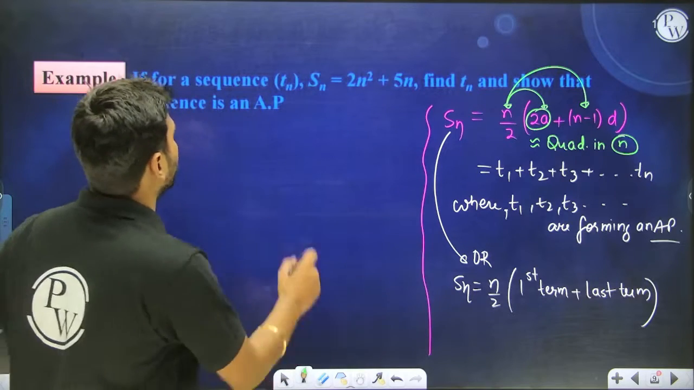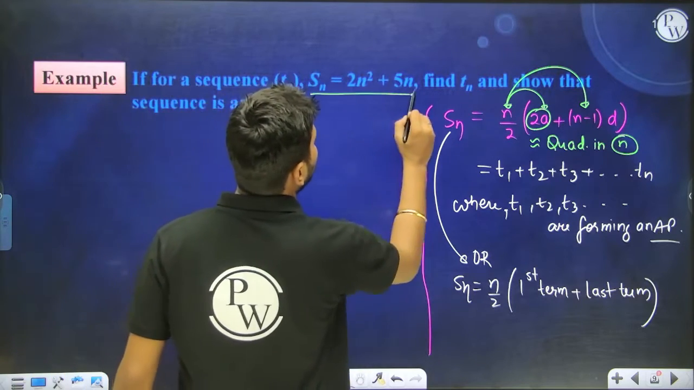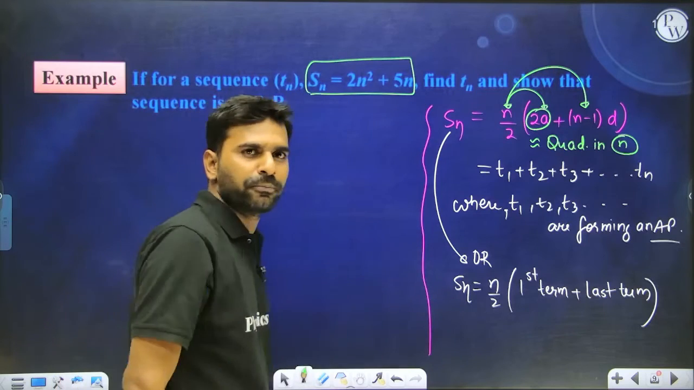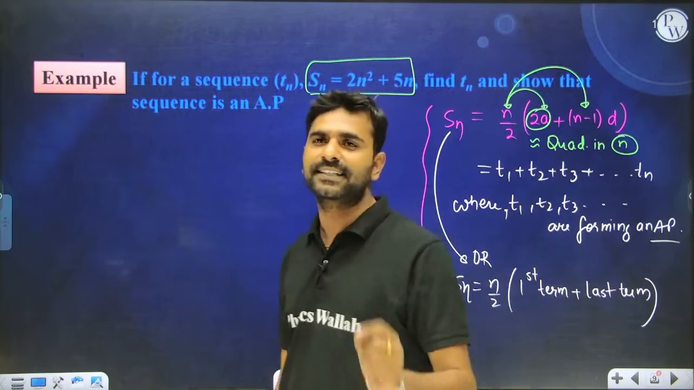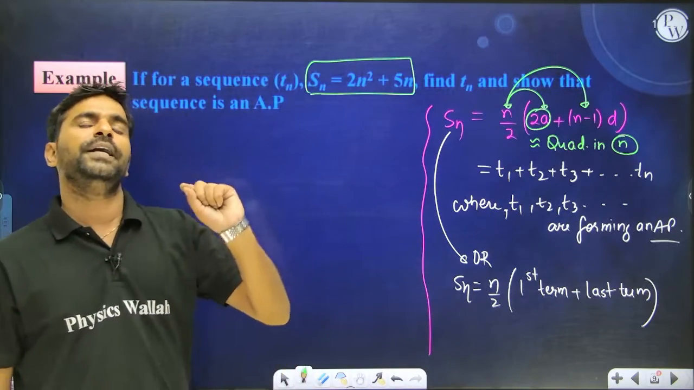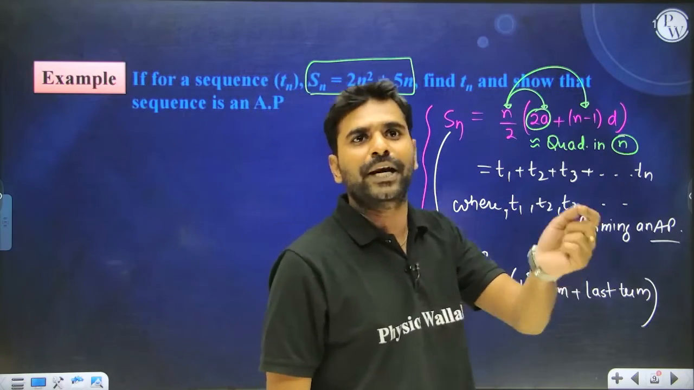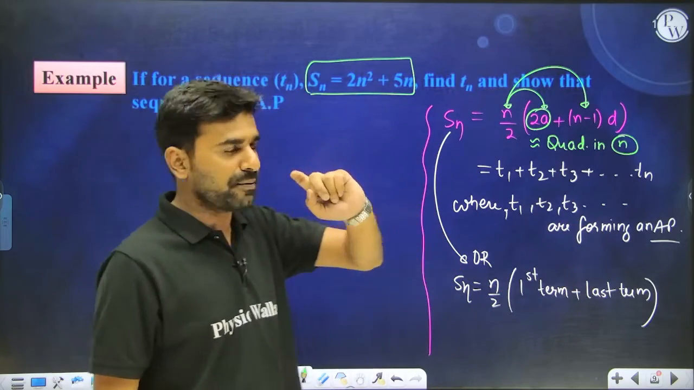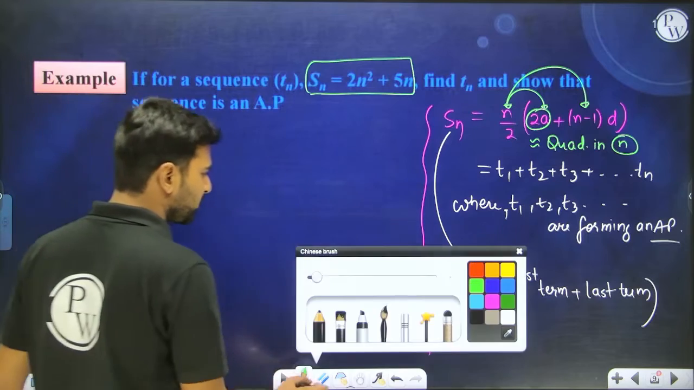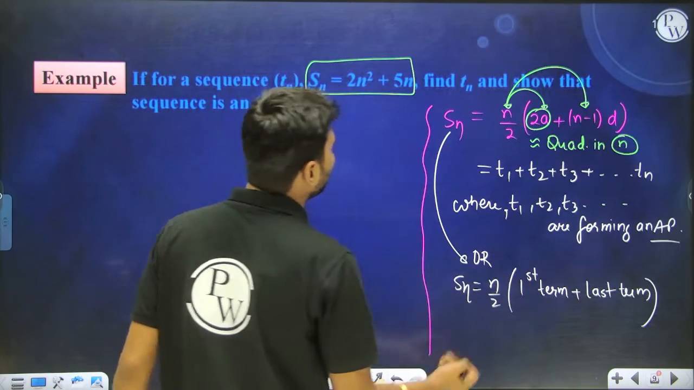So over here in the problem, if for a sequence Sn is given to me equal to this, the moment we observe that Sn is nothing but a quadratic in n, can we identify that this Sn is going to be nothing but the sum of terms in an AP only, because it is coming as a quadratic in n. This is a very important concept. Over here in the question it is telling me to prove it. So there are multiple ways to prove it.